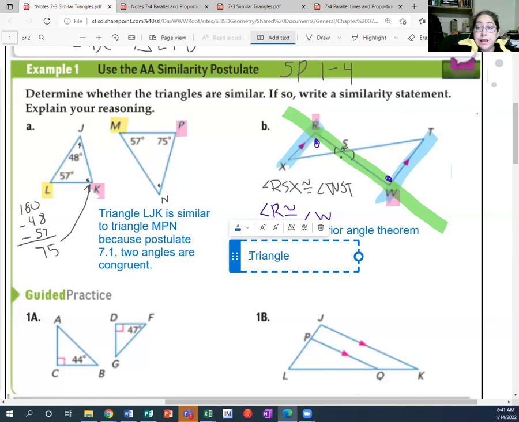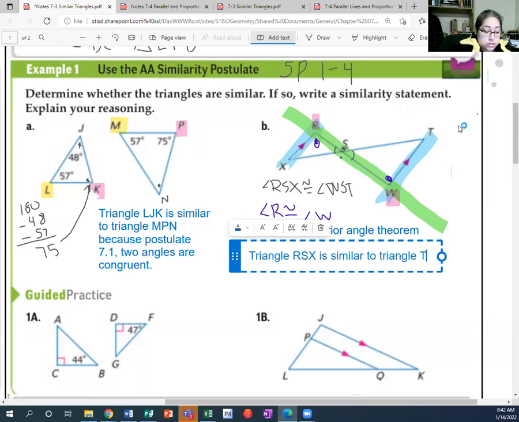Yeah, so we've got to name these. So R and W are corresponding, and the S's are corresponding. So I'm going to go RSX and WST. Triangle RSX is similar to triangle TSW, and my reason is postulate 7.1.